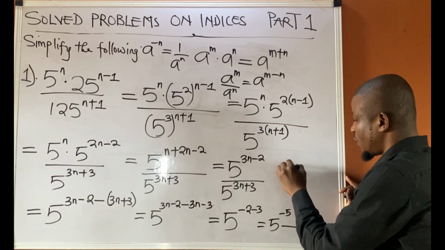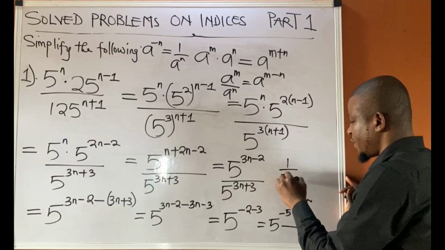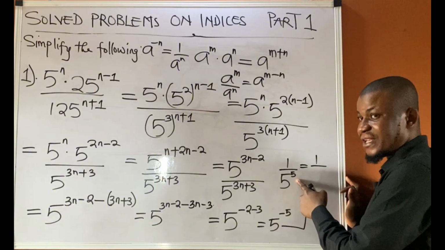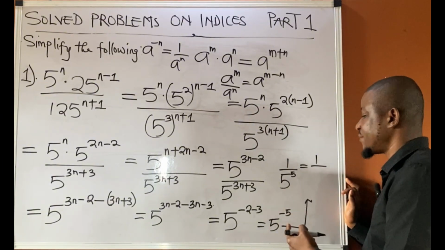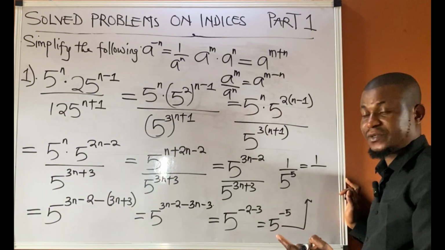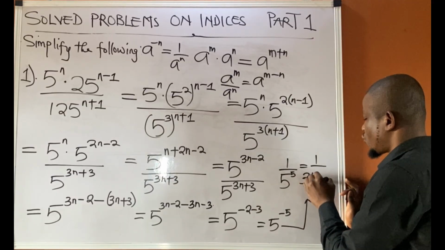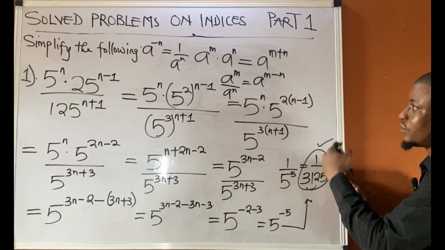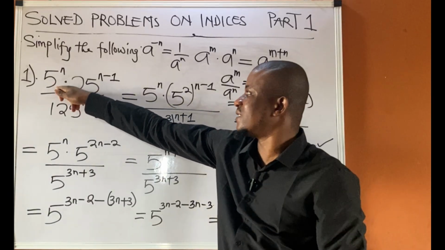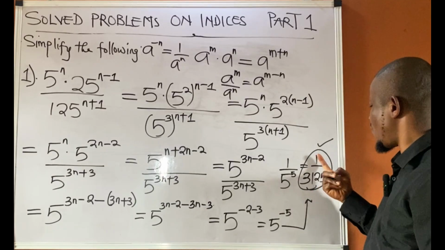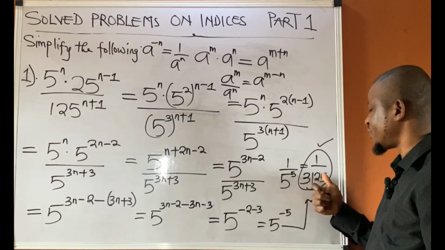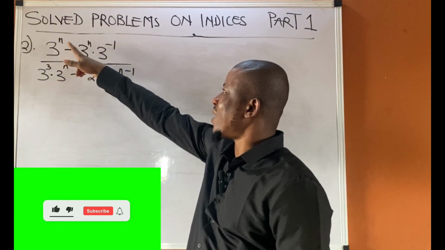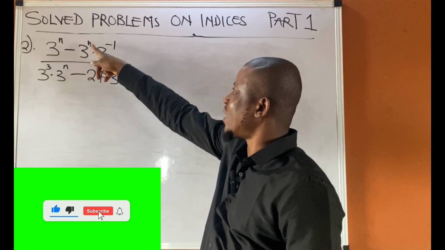So this will be 1 over 5 to power 5. And this is 1 over 5 to power 5. 5 multiplied 5 times, it's about 3125. 3125. And this will be the solution to this problem. So we've simplified this to be this. 1 over 3125.